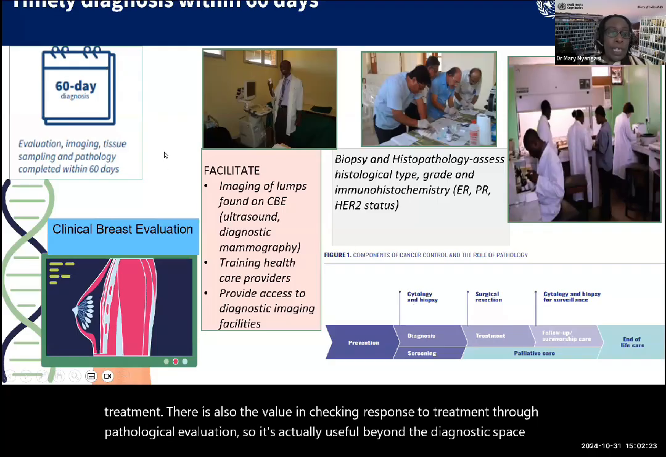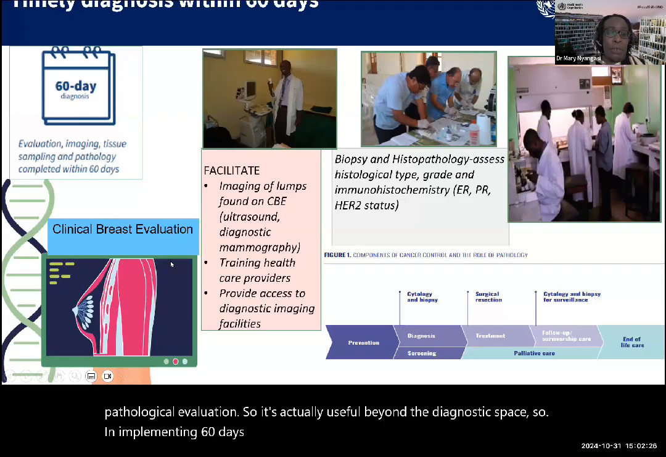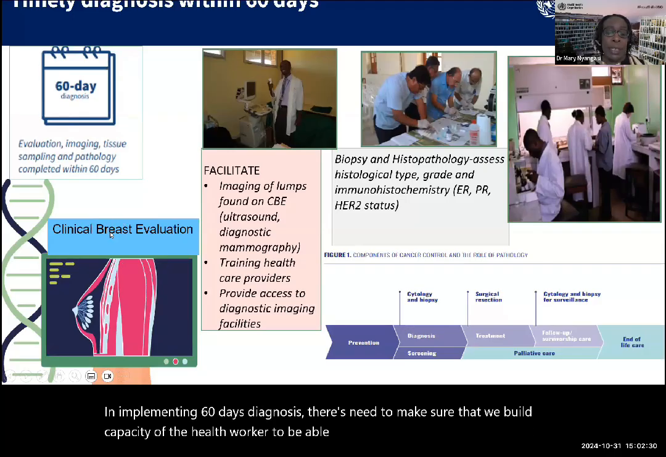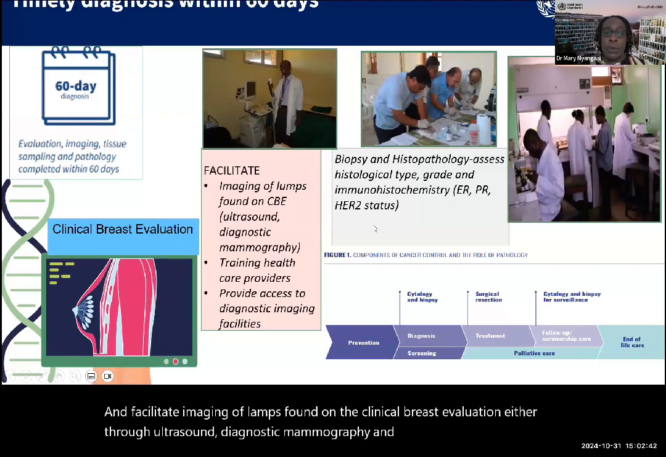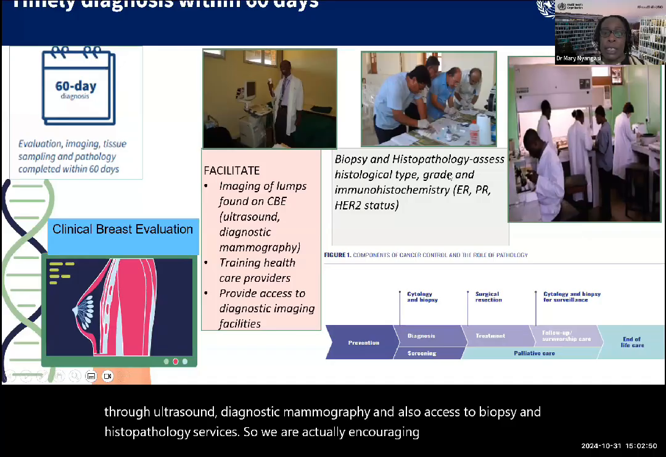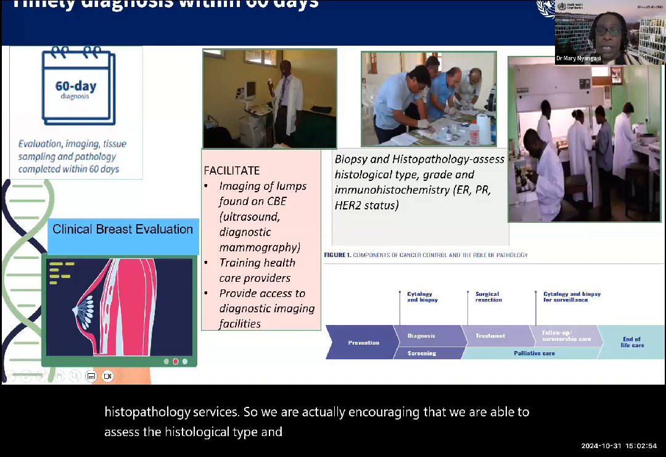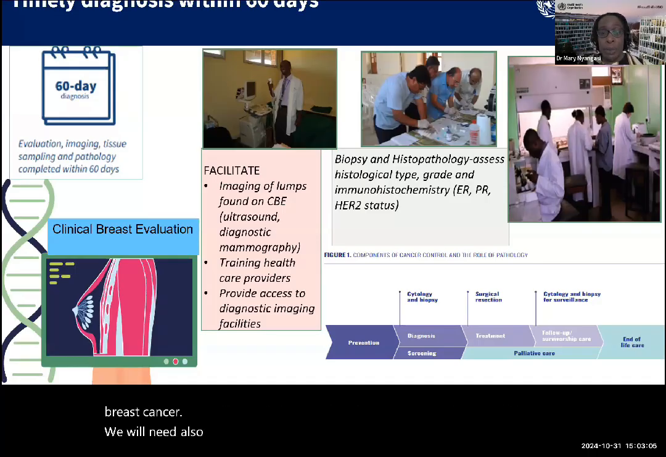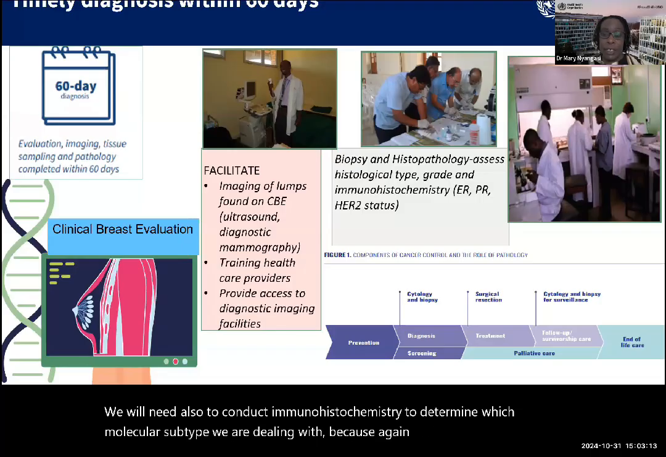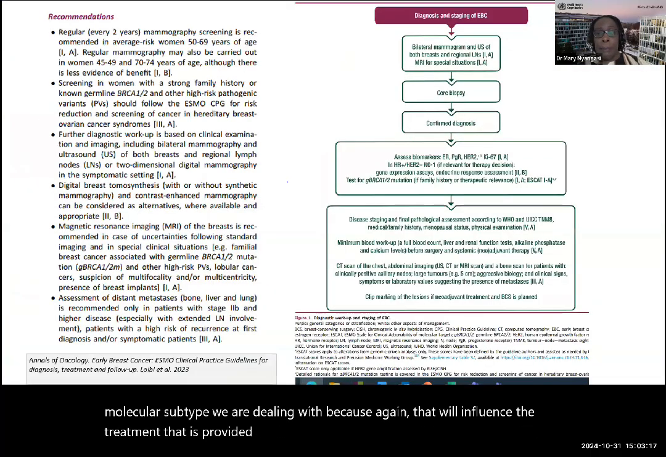So in implementing 60-day diagnosis, there is a need to make sure that we build the capacity of the health worker to be able to do clinical breast evaluation and facilitate imaging of lumps found on the clinical breast evaluation, either through ultrasound or diagnostic mammography, and also access to biopsy and histopathology services. So we are encouraging that we're able to assess the histological type and grade. And after confirmation of a breast cancer diagnosis, because we have many molecular subtypes of breast cancer, we will also need to conduct immunohistochemistry to determine which molecular subtype we are dealing with, because that will influence the treatment that is provided as we move to personalized care.